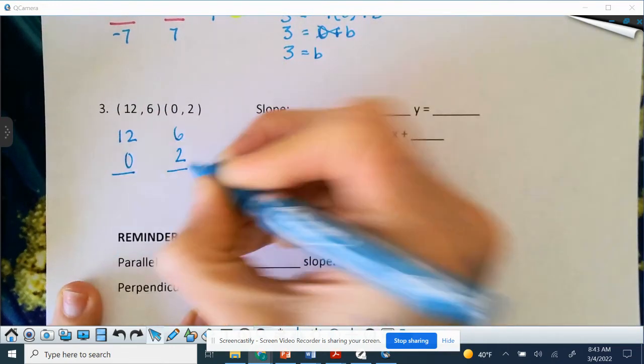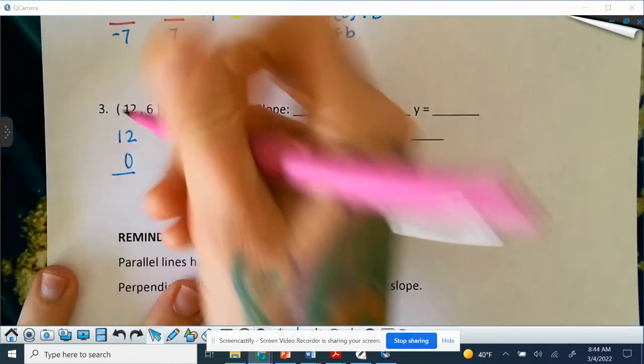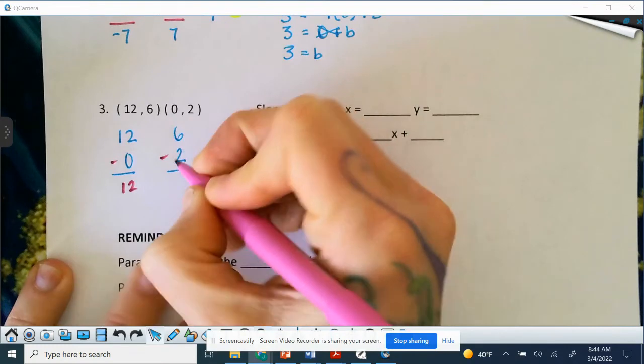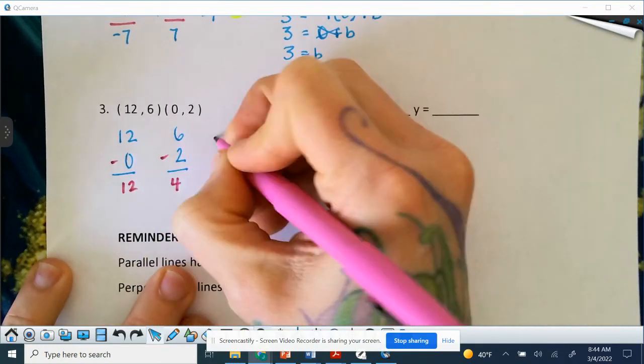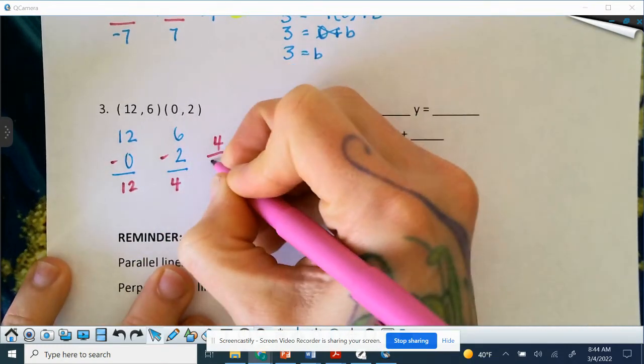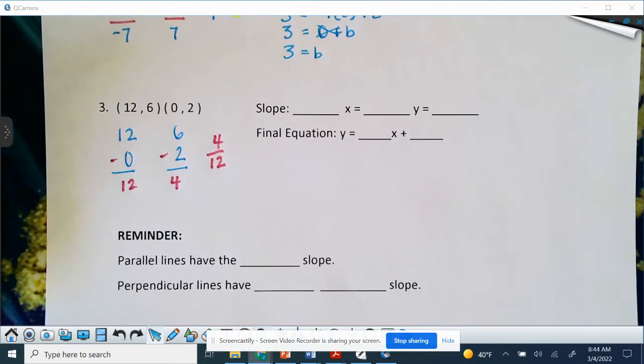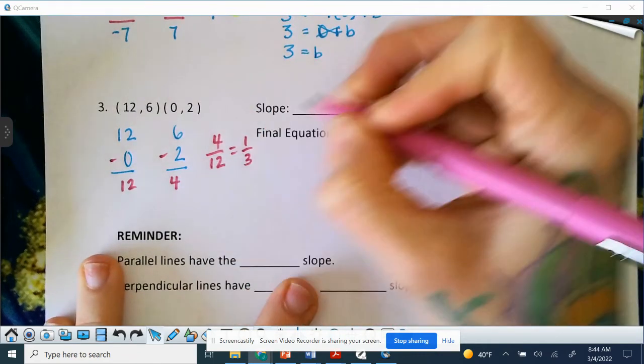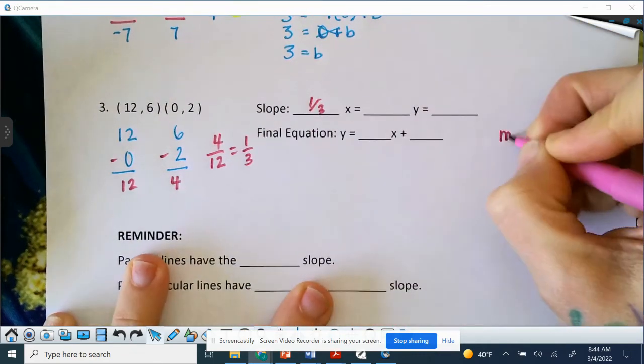All right, so I'm a stacker, subtractor, y on top. So 12 minus 0 is going to give me 12. 6 minus 2 is going to give me 4. Y on top, x on bottom. 4 over 12 is reducible. And we're in high school, so we always reduce. So 4 goes into 12 3 times. So that means I have a 1/3 slope. I'm making my list over here. M is going to be 1/3.